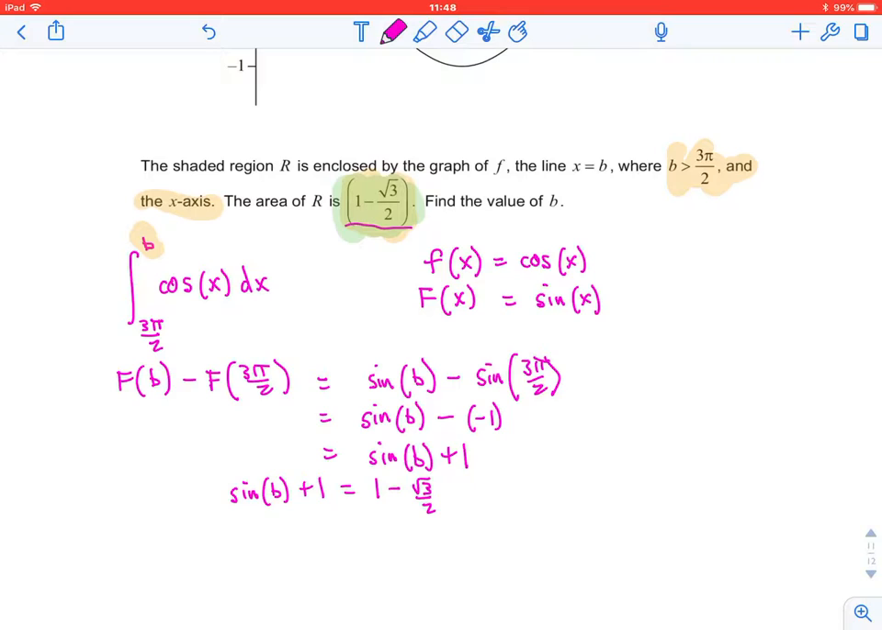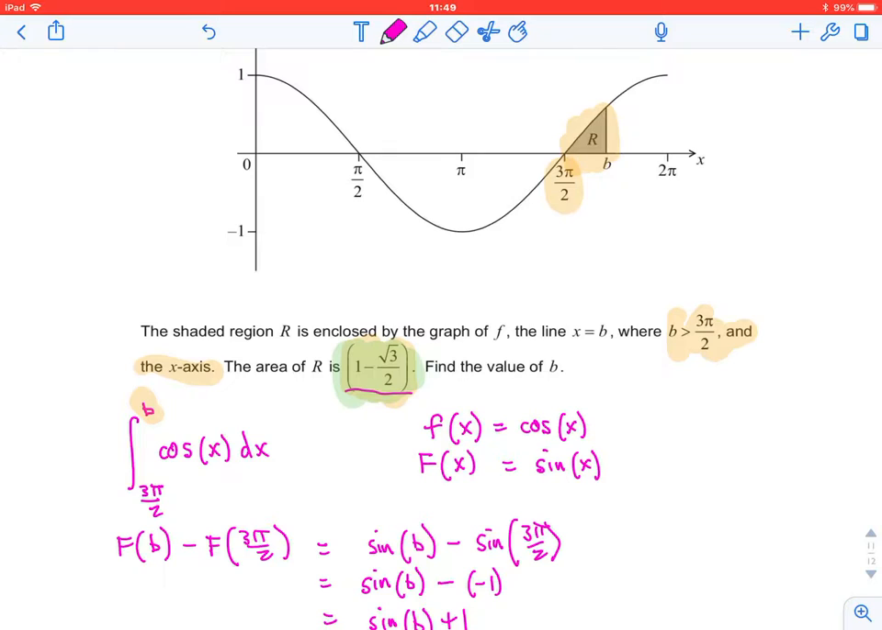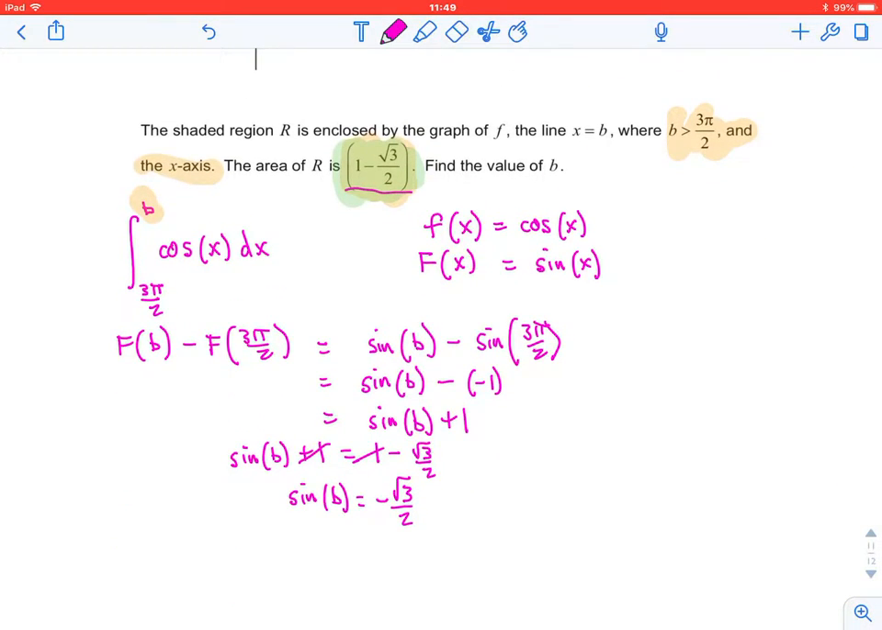So looking at this, we can see that the 1's subtract out, and we're left with sine of b is equal to negative square root of 3 over 2. And there is the unit circle question. Again, this is something, it doesn't go away, folks. We know that b is between 3 pi over 2 and 2 pi. Thinking about our quadrants, that means that we are somewhere in quadrant 4 right here, and we need to decide where sine of b is equal to negative square root of 3 over 2.